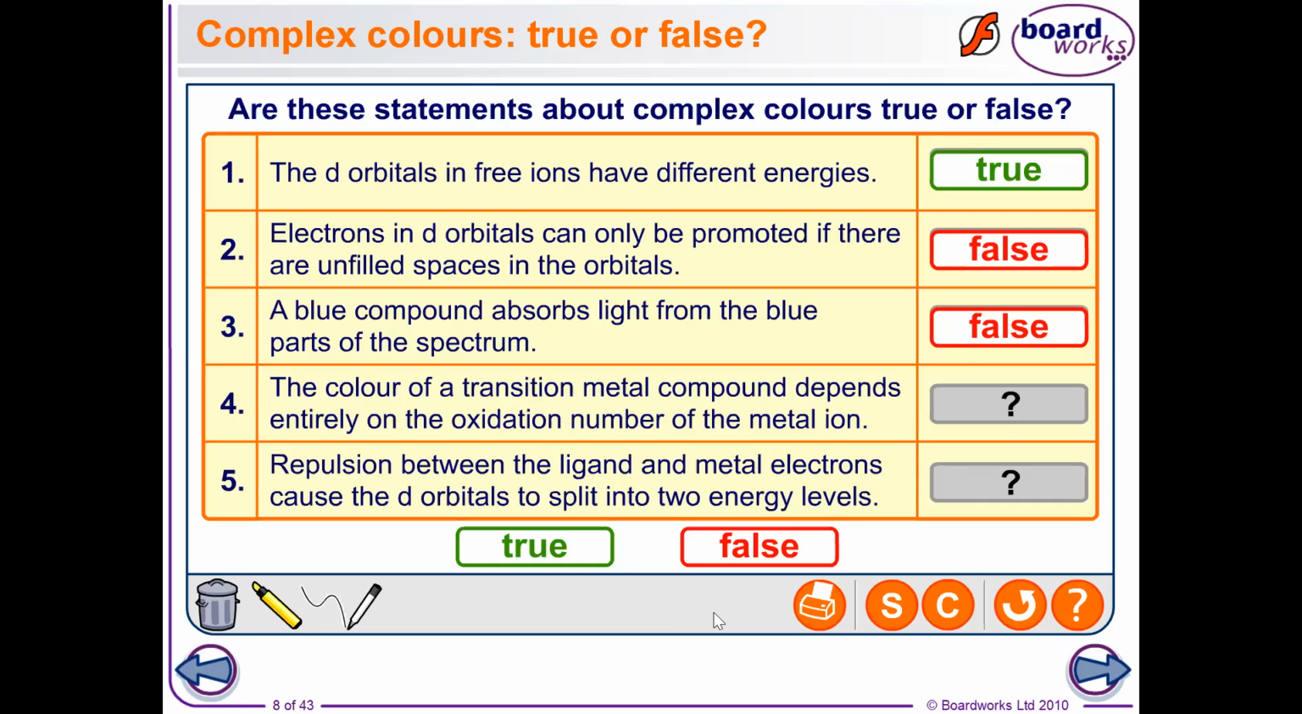Okay, next. Ong, number 4. The color of a transition metal compound depends entirely on the oxidation number of the metal ion. True. Depends entirely on the oxidation number. False. Are you sure it's false? False. Yeah.